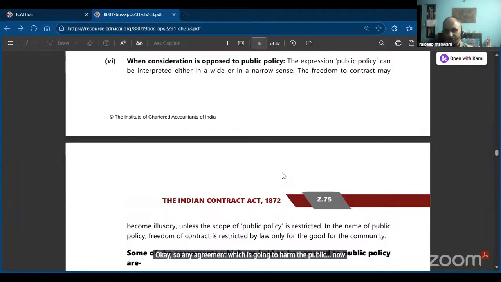So any agreement which is going to harm the public. Now, this list is not exhaustive. There are several agreements which are opposed to public policy. Now he's going to read out a few of those agreements which are opposed to public policy.